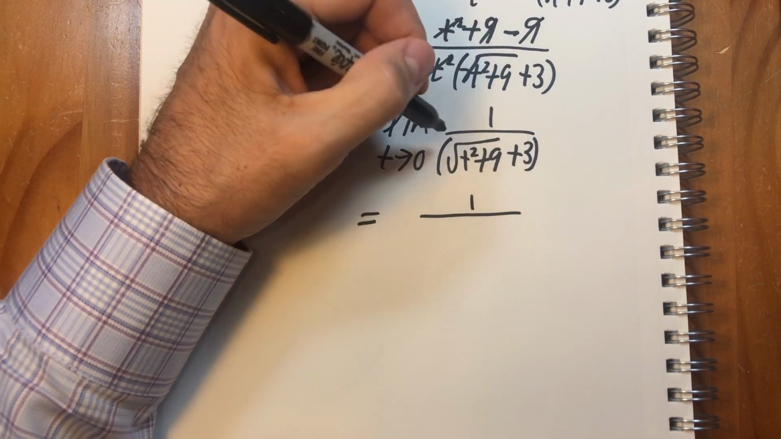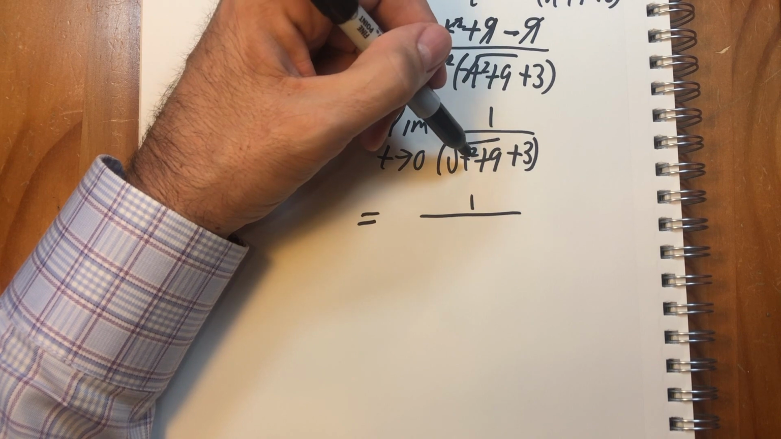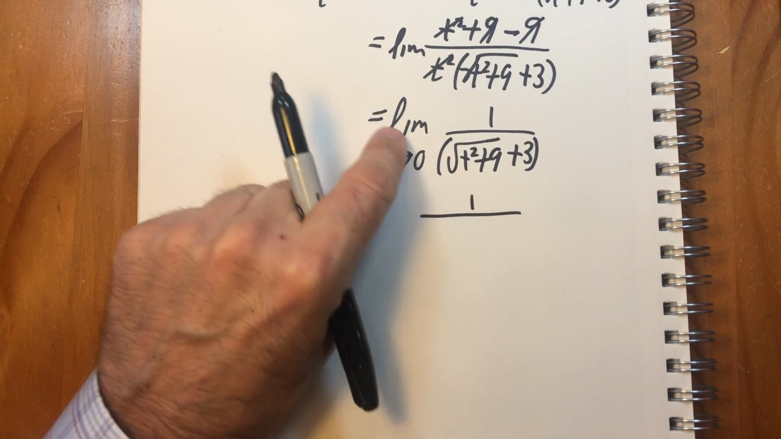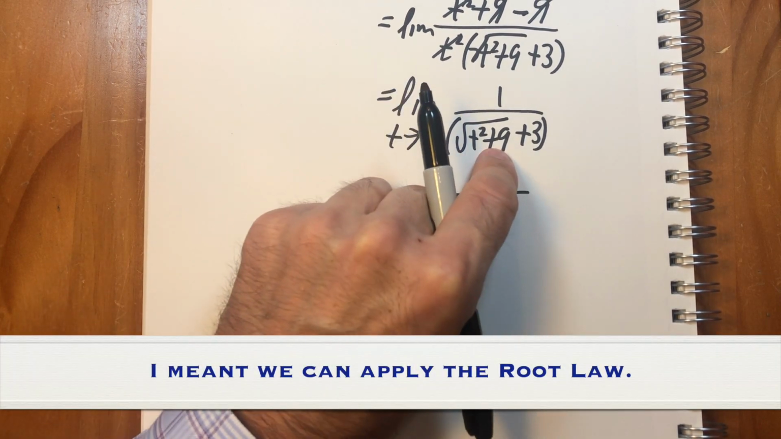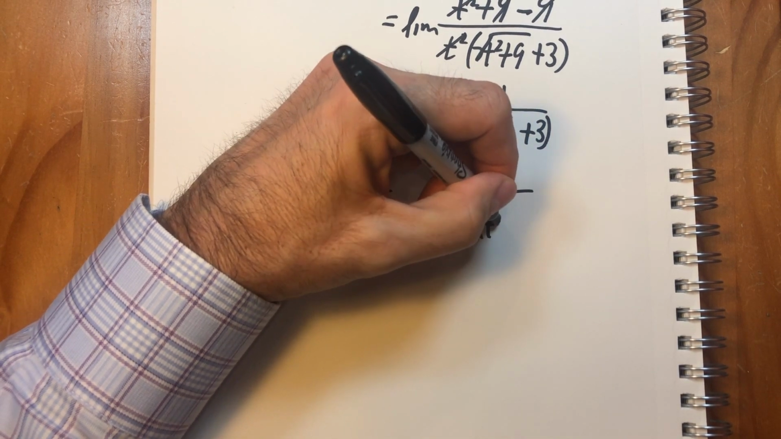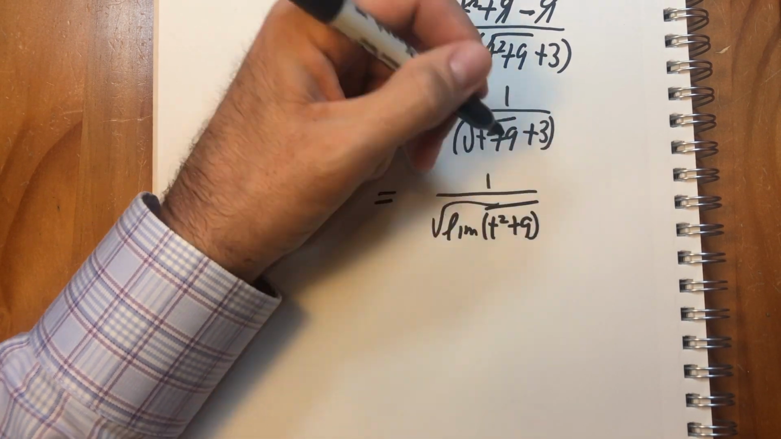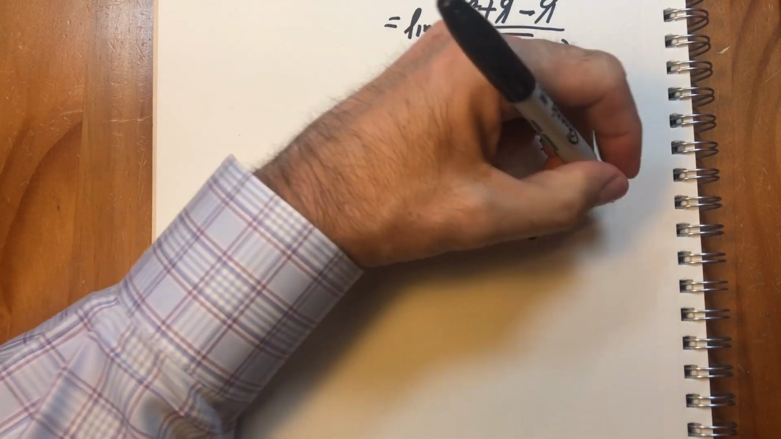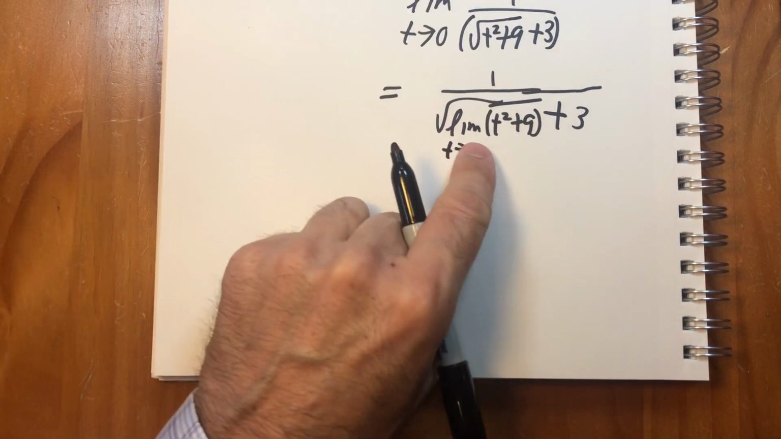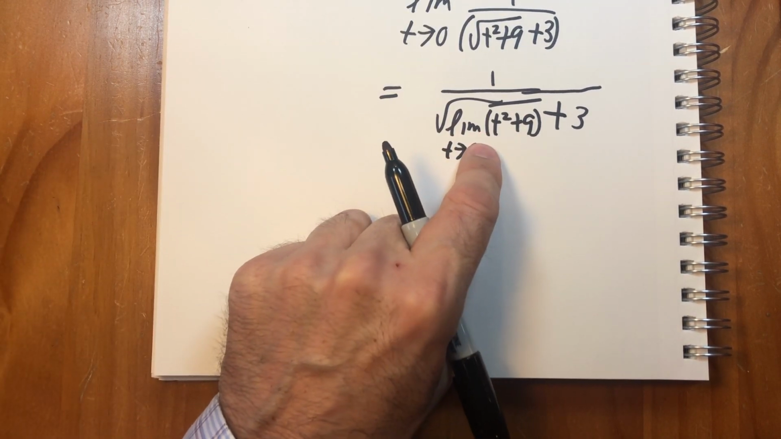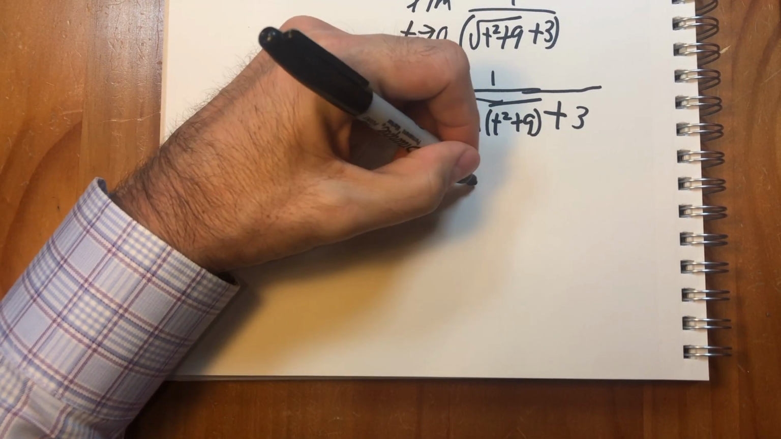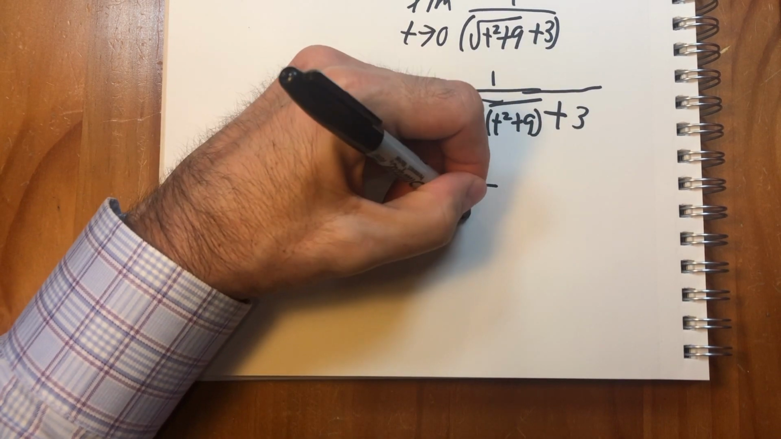Then we can apply the sum rule, so we'll have the limit of the square root of t squared plus 9 plus the limit of 3, and then we can use the root law to move the limit inside of the radical. So we end up with the radical of the limit of t squared plus 9, plus, and then this is the constant rule, so just plus 3. And now the limit of t squared as t approaches 0 is just 0. The limit of 9 is just 9. So it's 1 over the square root of 9 plus 3, which equals 1 over 3 plus 3.